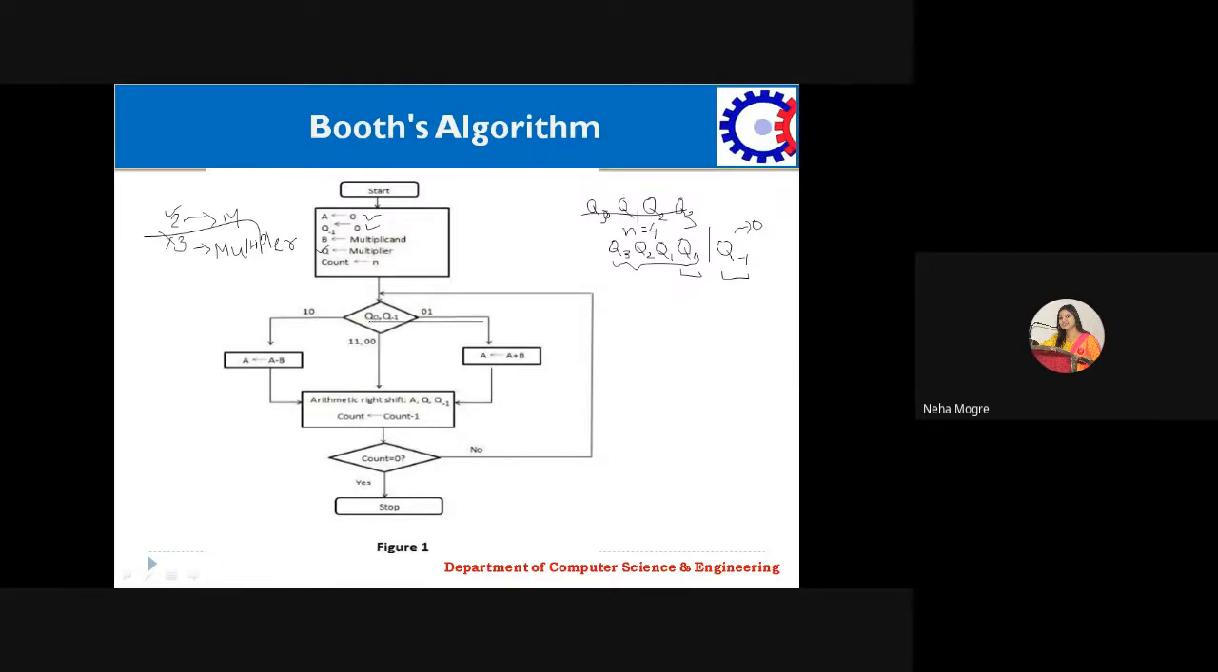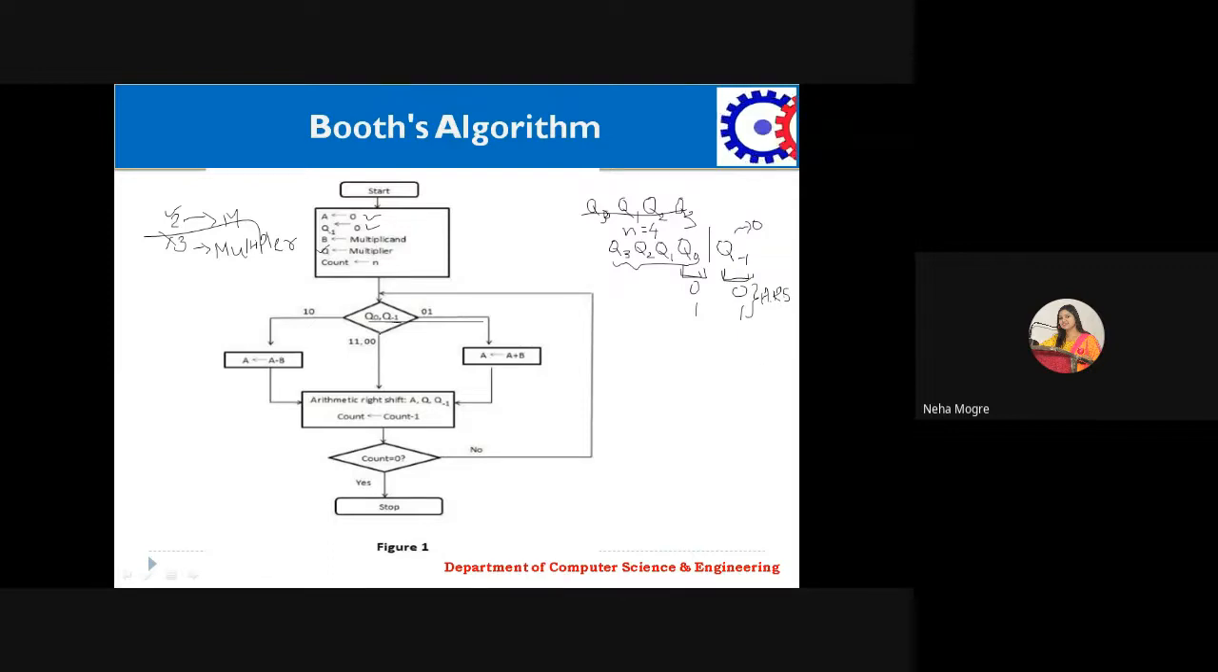Now after this we are checking the value of Q0 and Q minus 1. So what is Q0? This is your Q0 and this is your Q minus 1. Initially which is given, it is 0. So we are going to check this value. If the value is 0 0 or 1 1, it goes to the step named arithmetic right shift. So only the right shift operation will be performed when the value of Q0 and Q minus 1 is 0 0 or 1 1. In both these cases we are going to perform arithmetic right shift. ARS I am writing, arithmetic right shift.